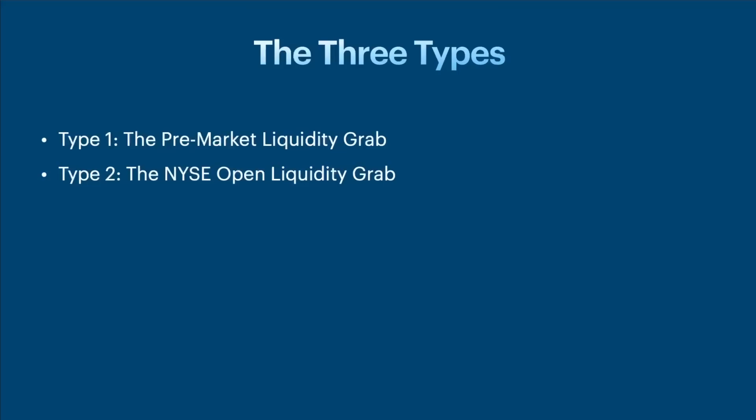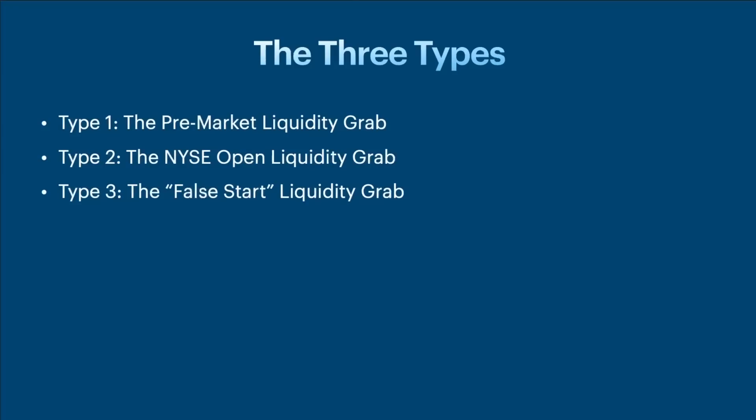So now we have gone over the two types. Now let's go over type number 3. Type number 3 is what I call the false start liquidity grab. You might say, well, what is a false start? If you haven't been following any of my other videos, I will explain what a false start is.